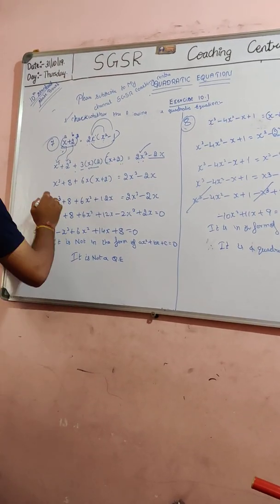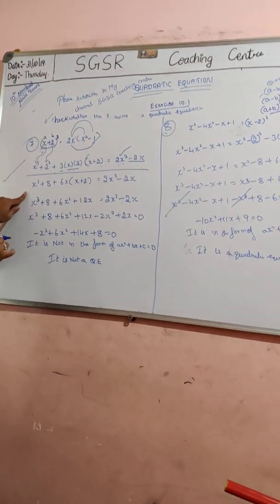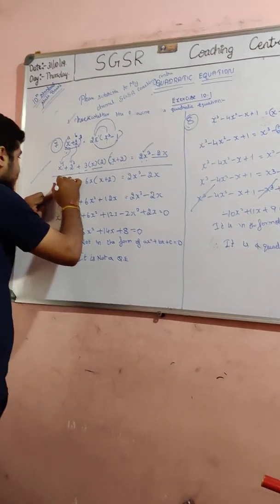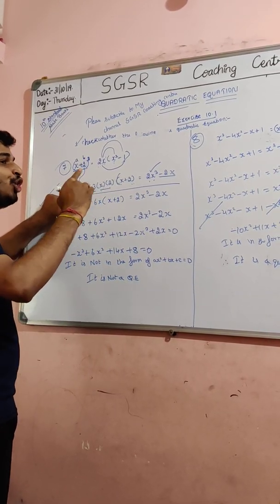Okay, students, now I think you got this step. Next step: x cube as it is I have written. And 2 cube can be written as 2 into 2 into 2.